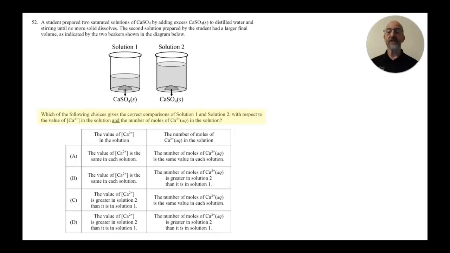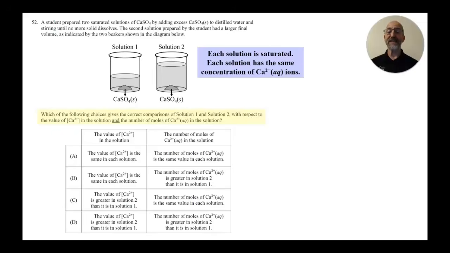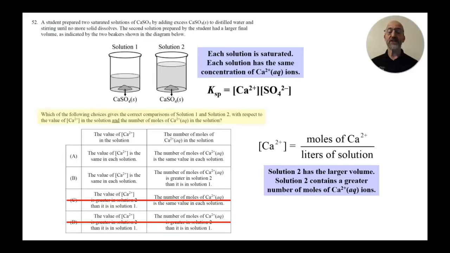ions in the solution. So when I'm focusing on the fact that each solution is saturated, then each solution has the same concentration of calcium ions because that is related to the value of the Ksp. So if each solution has the same concentration of calcium ions, let's go ahead and eliminate choices C and D. Now, with respect to the number of moles of calcium ions in the solution, since solution 2 has the larger volume, that means that solution 2 contains a greater number of moles of aqueous calcium ions. So the correct answer to question 52 is choice B.